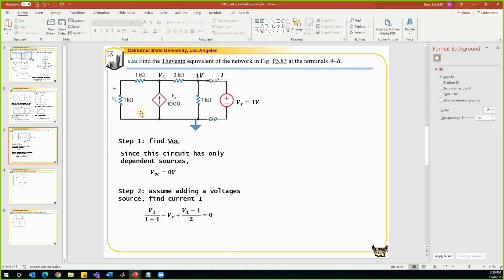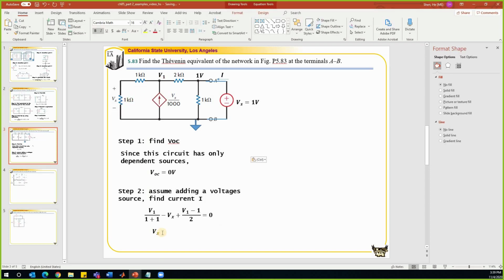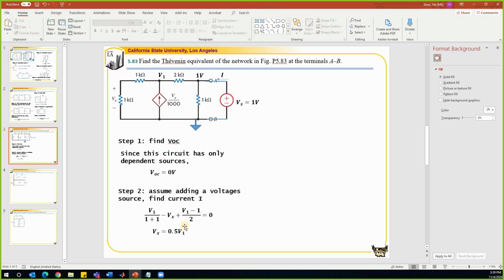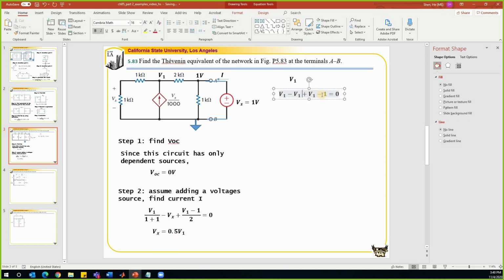And the second equation comes from the controlling variable, which is Vx. We need to find a relationship between Vx and all the other nodal voltages we defined. We only define one nodal voltage, which is V1. What's the relationship between Vx and V1? So we already mentioned that, right? Vx is equal to half V1. Now we have two equations with two unknowns. We can solve it. We find V1 is equal to 1, and Vx is equal to 0.5 volts.